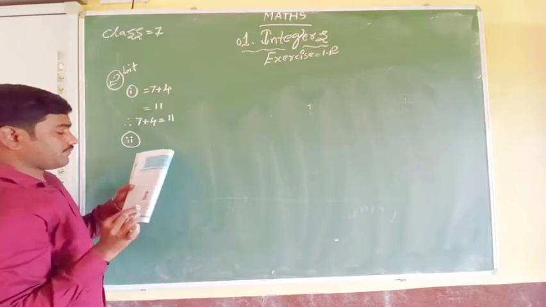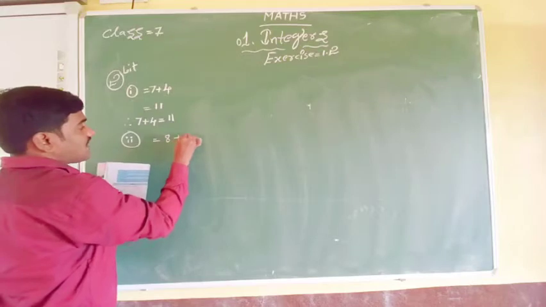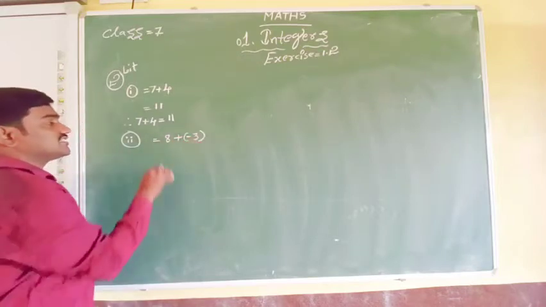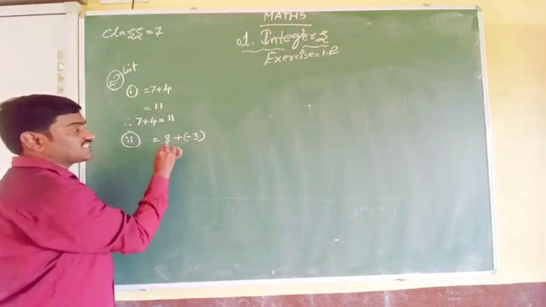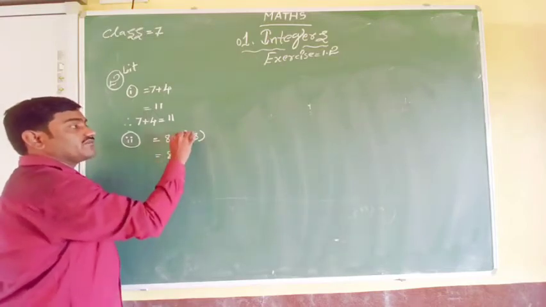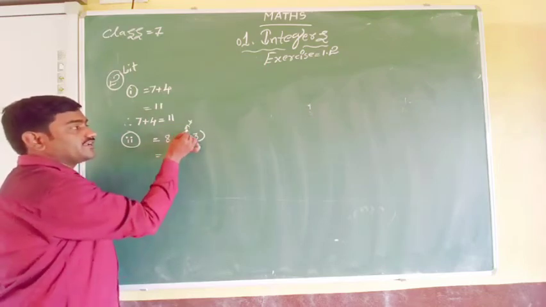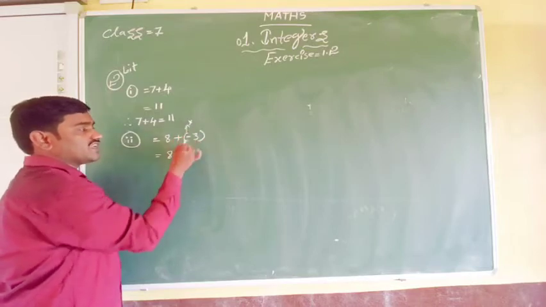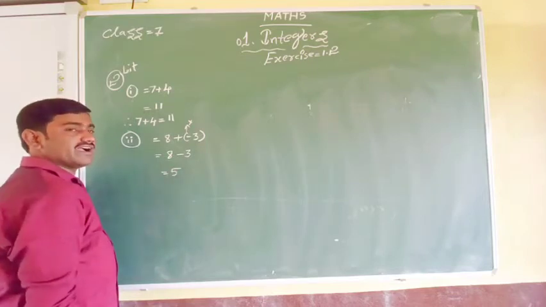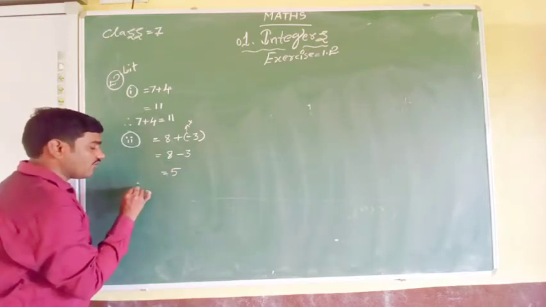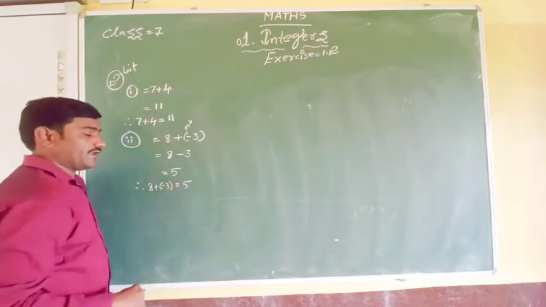Second question, that is 8 plus of minus 3. So first let us simplify here. Here we got of. Of is nothing but multiplication again. Plus into minus is minus 3. That equals 8 minus 3, which is 5. Therefore 8 plus of minus 3 equals 5.